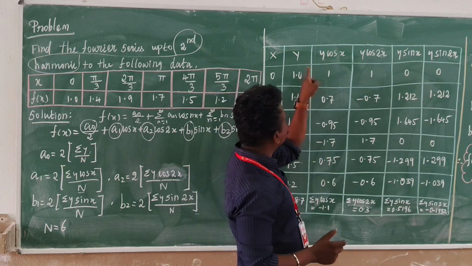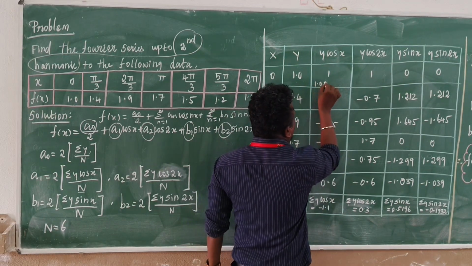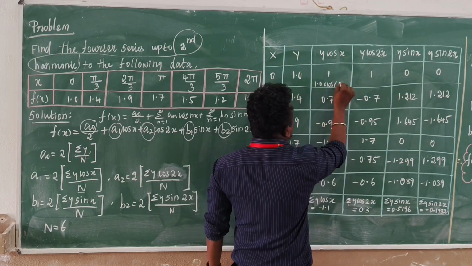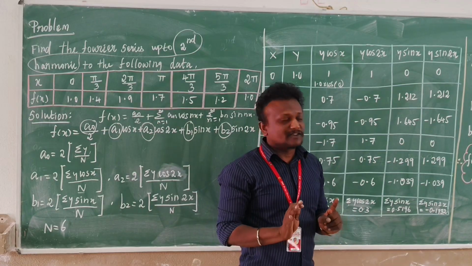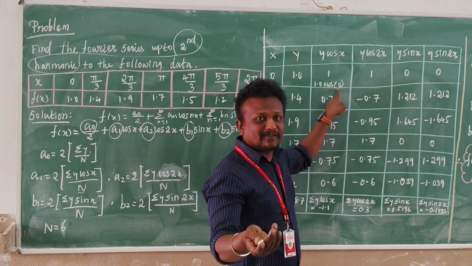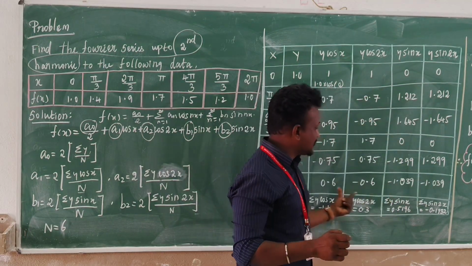So Y value is 0.1. Here you can calculate 0.1 into cos, then X value is 0. This bracket is very important. Understand? If you follow this way, your calculator will give the correct answers. In this way, you have to feed all these results.